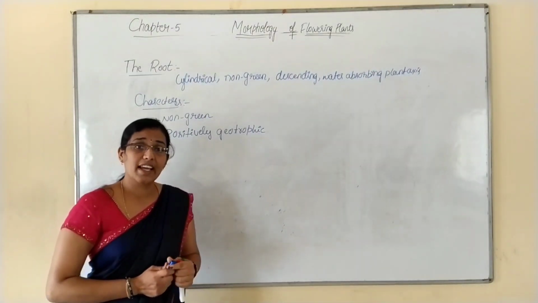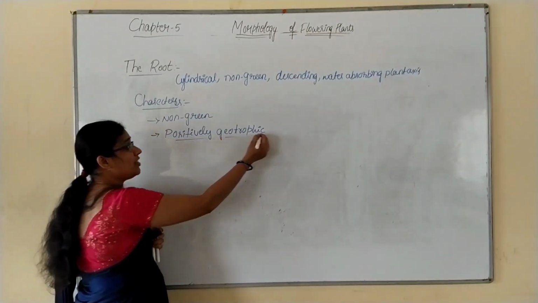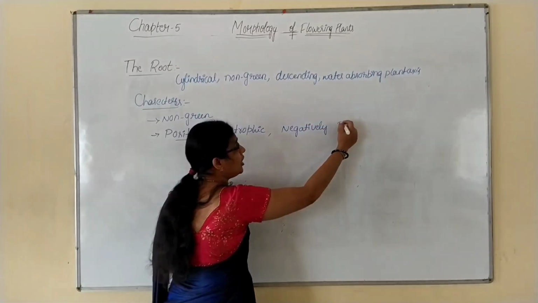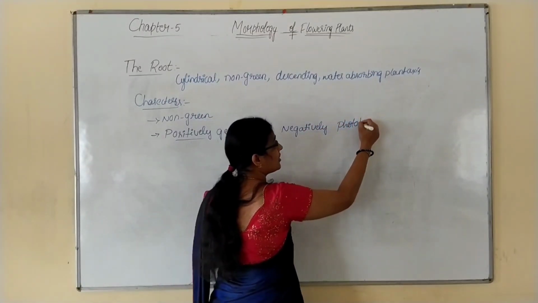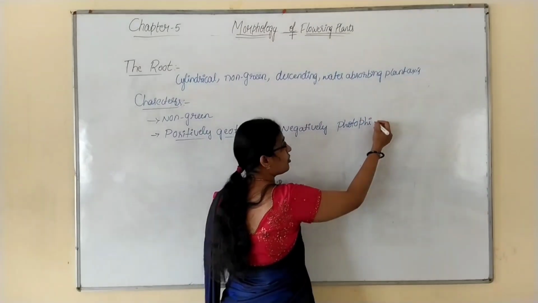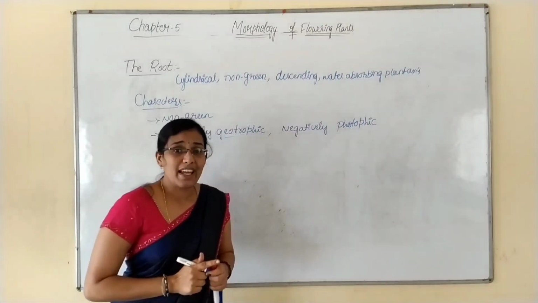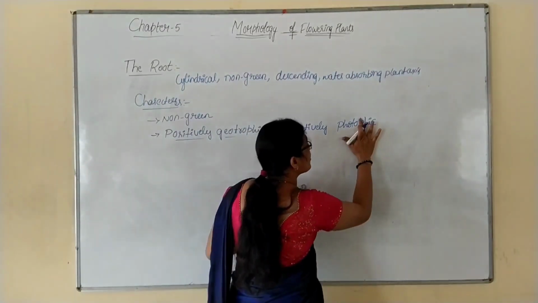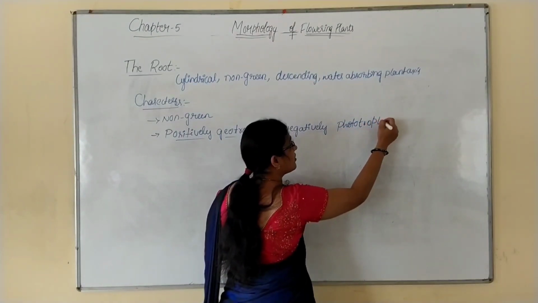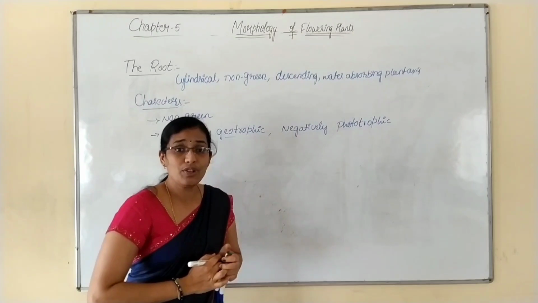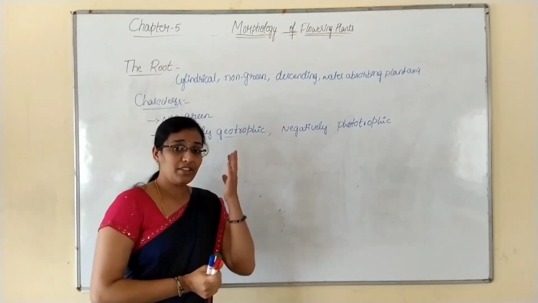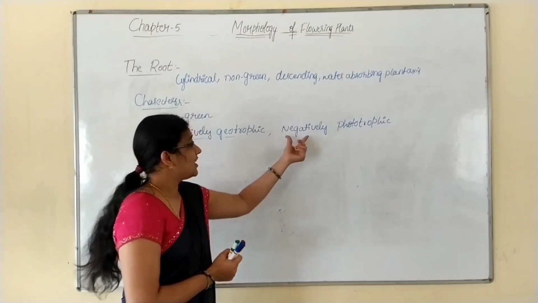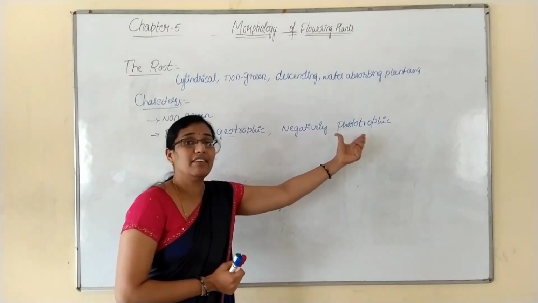They are positively geotropic, but they are negatively phototropic. What do you mean by that? What do you mean by negatively phototropic? That means roots do not grow towards the sunlight. Have you ever seen roots growing upwards, that is, towards the sunlight? No. And hence the roots are termed negatively phototropic.